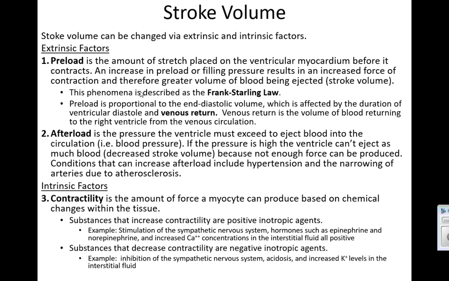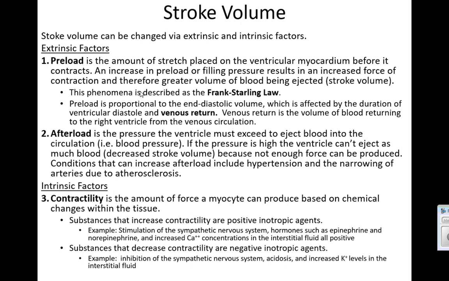Okay. Contractility is the amount of force or how strong the heart can contract. So if you increase contractility, it means your heart is going to pump harder. And any harder pump means that stroke volume goes up. Things that will increase it are positive inotropic agents, like stimulating the sympathetic nervous system. If you ever get that fight or flight response, you feel like your heart's about to beat out of its chest because it's pumping really hard, that's what's happening.